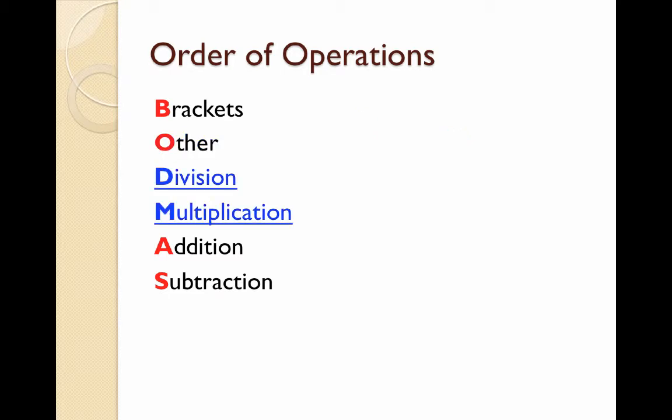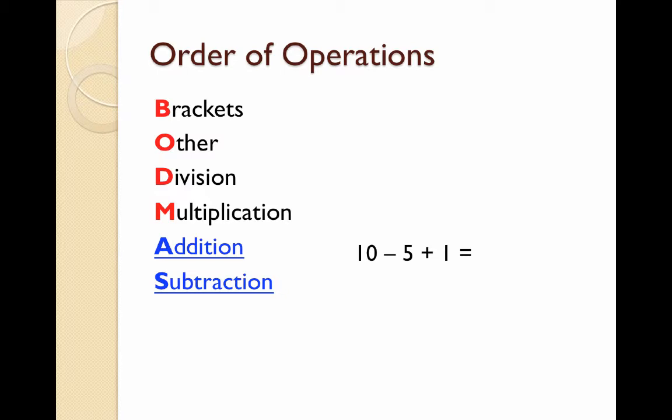The next order we have to do the question in is division and multiplication. These get done at the same time, working from left to right. Let's have a look at an example here. 16 plus 8 divided by 2. Division has to come before addition. So we must do 8 divided by 2 first to get 4, and then 16 plus 4 gives us 20, the correct answer.